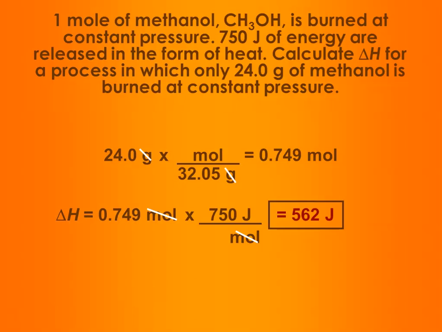But when I go ahead and multiply and divide, I see that this gives me 562 joules of energy. And it would have been better suited if I had said Q for this, so I apologize for using delta H as my unit. And this should actually have 2 sig figs because of the 750 joules. So the more appropriate significant figures response would have been 560 joules.